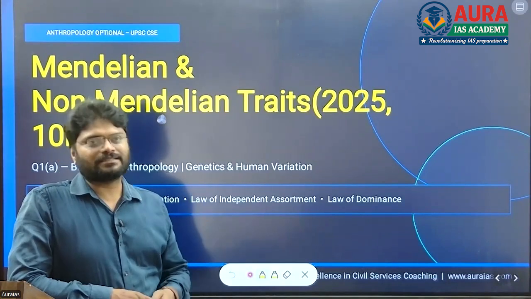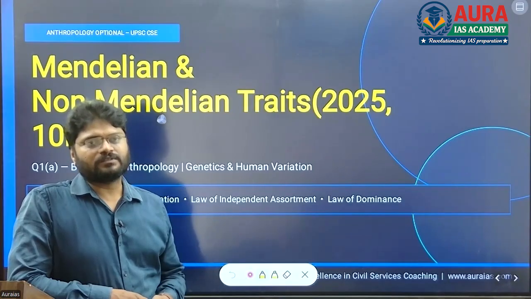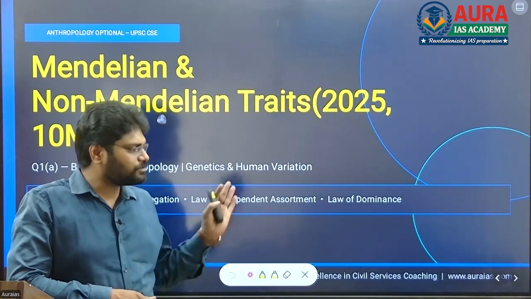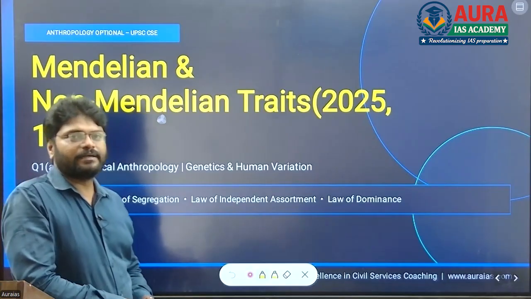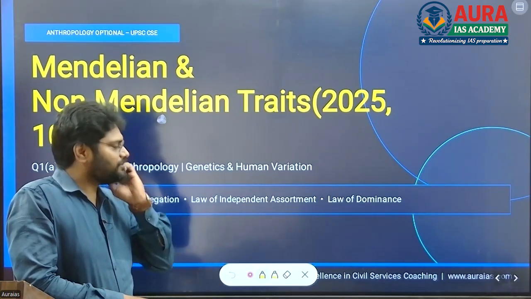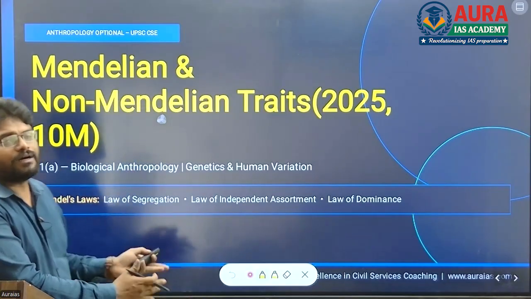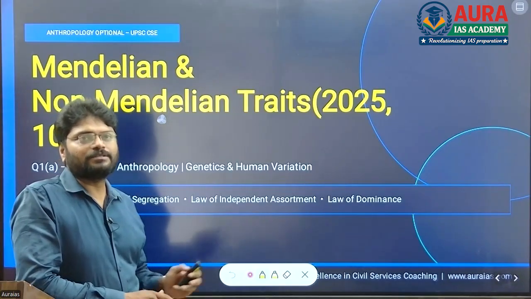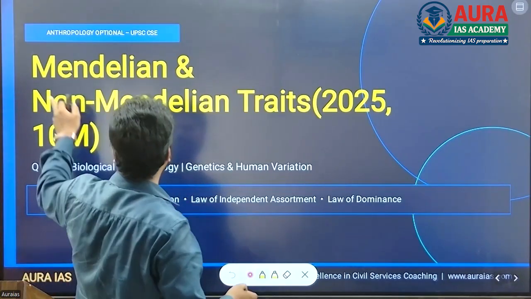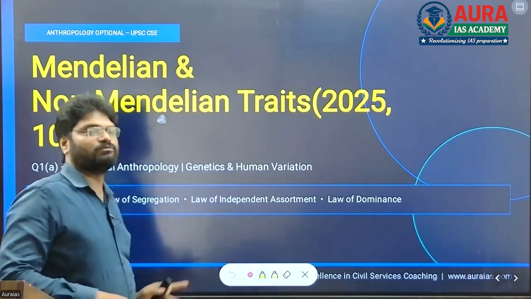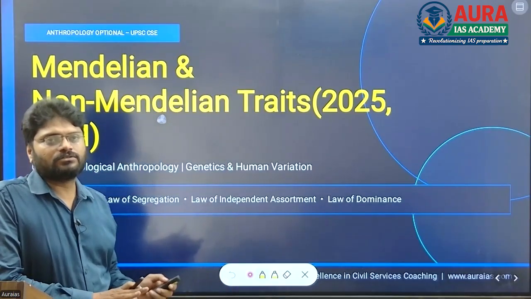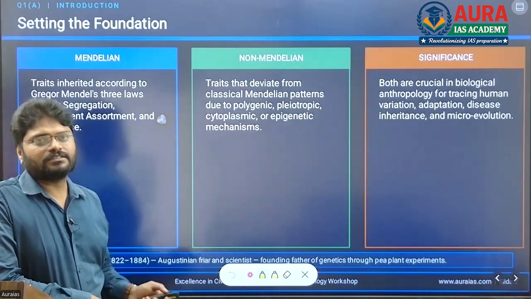So today we are discussing the 2025 paper 10 marker questions. The first question is Mendelian and non-Mendelian traits, which comes for 10 marks. How do you attempt this kind of question? Simply compare these two traits in 150 words. That is enough. So now we are going to discuss.